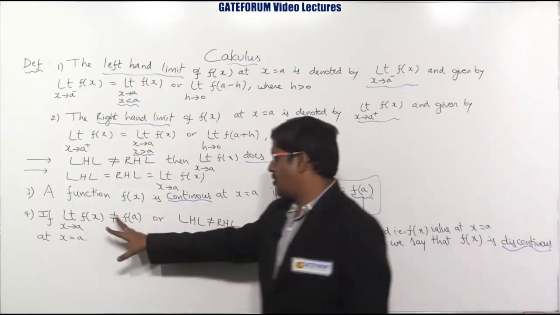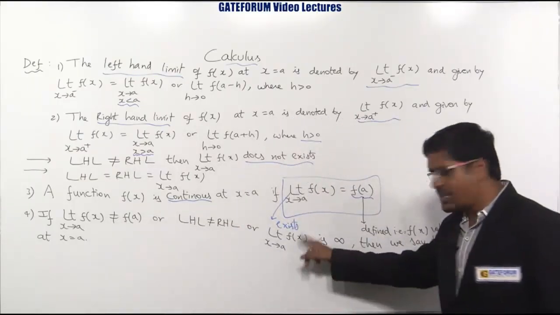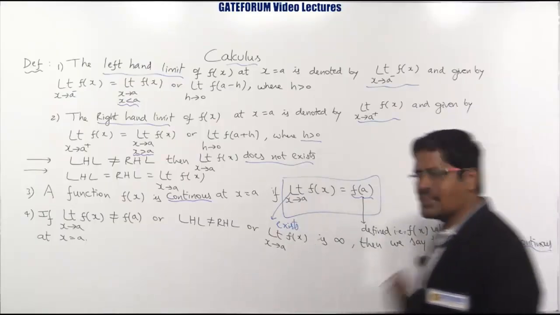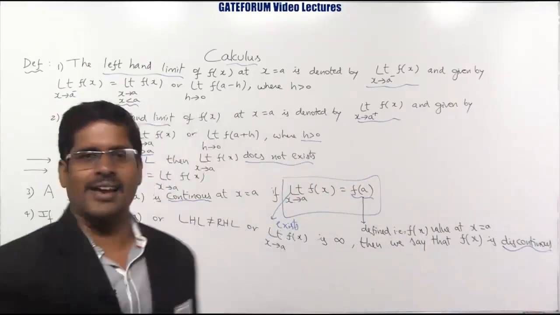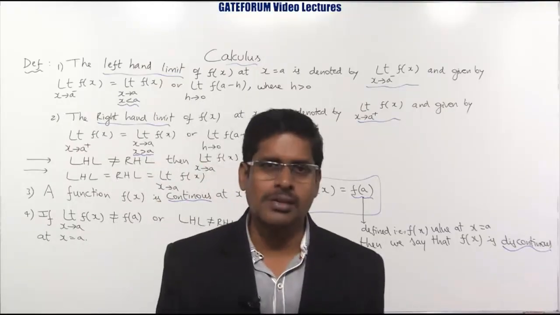Now, when these two are not equal, or left limit and right limit are not equal, or while finding the limit you have infinity, in all three cases we simply say that the function is discontinuous at x equal to a. Discontinuous means not continuous. Okay.